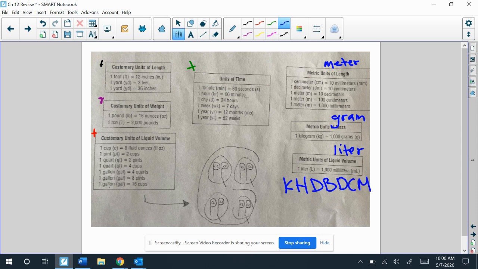We'll use that again. So please take the time to write these down. You can use them to help you solve the questions on the quiz. And then on Friday, we're actually taking a chapter 12 test. So you can also use this on the test.